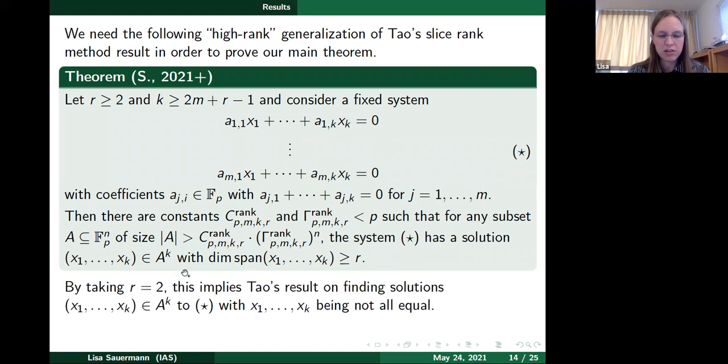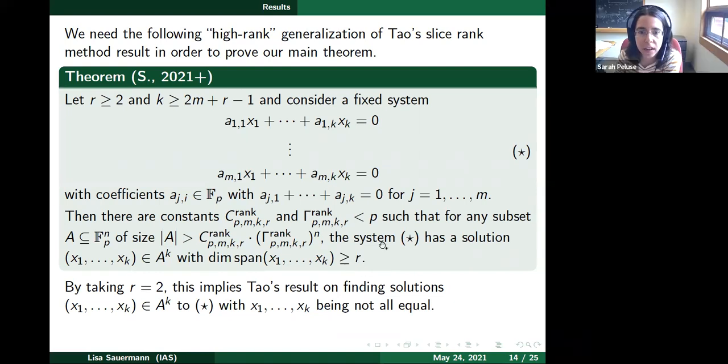And so this is indeed a generalization of the Tau result we saw before, because we can just take r equals 2 here, and then we immediately get a solution where x1 to xk are not all equal. Because if the dimension of the span is at least 2, then certainly x1 to xk can't be all equal. So in that way, this can be considered a generalization of this result for finding solutions with the variables being not all equal, but we also get a higher rank version of it, where we can take the dimension of the span to be at least any r.